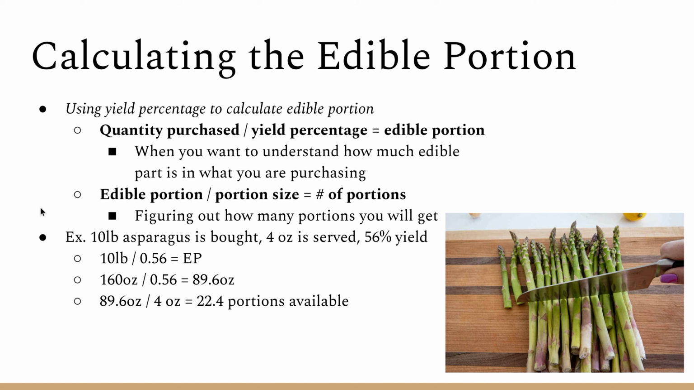So an example here is if 10 pounds of asparagus is bought and you are anticipating serving 4 ounces of that asparagus, and asparagus typically has a 56% yield rate.